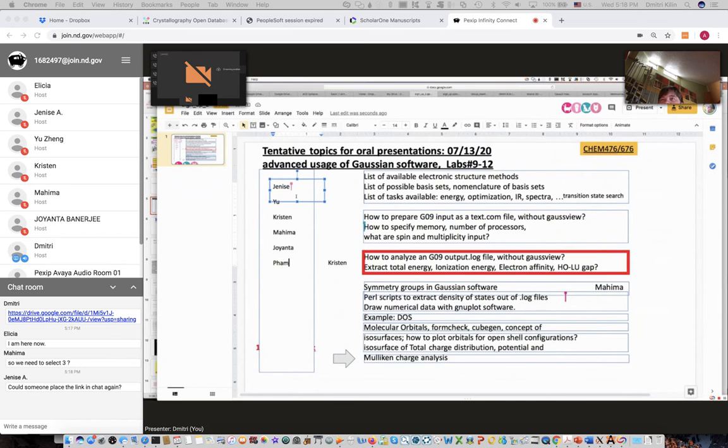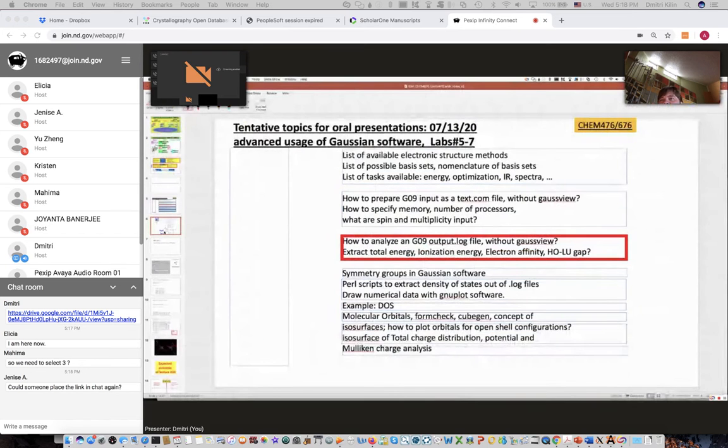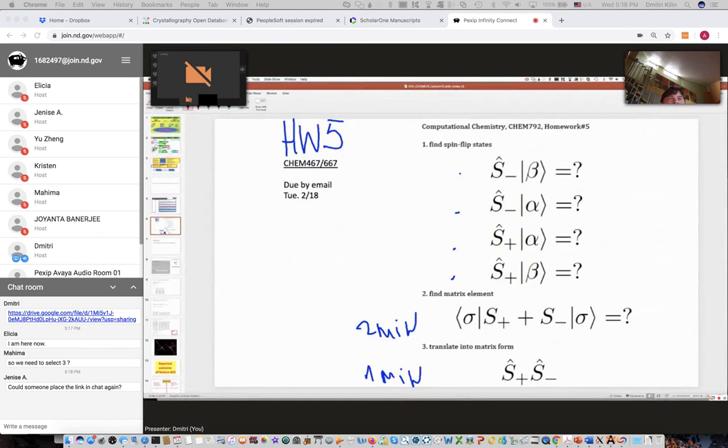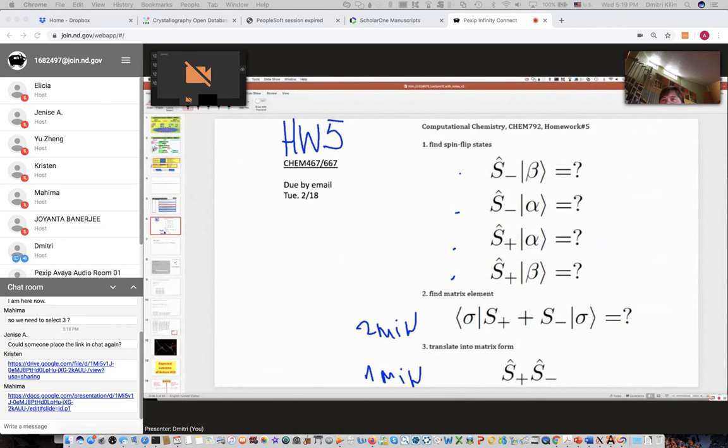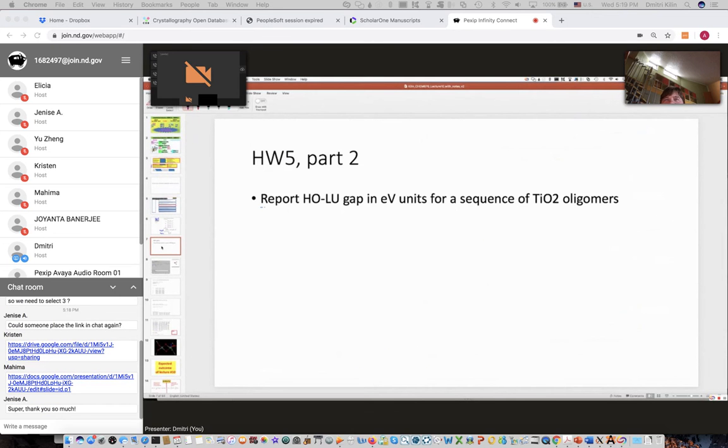So for the homework, there will be 2 parts, one theoretical, and these simple equations will take like 5 minutes. If you cannot do it in 5 minutes, just skip it. And the computational part will be to report the so-called homo-lumo gap for a range of models. And it is what we will be doing during our practical part.